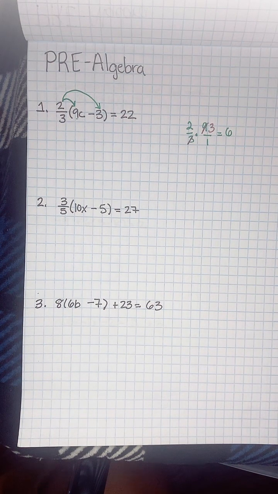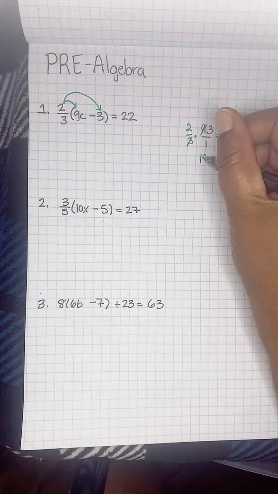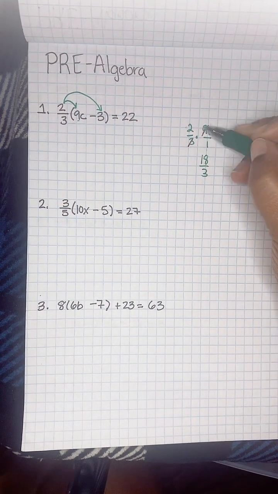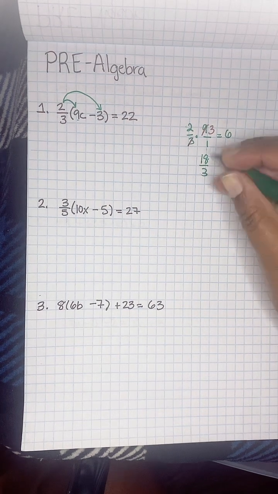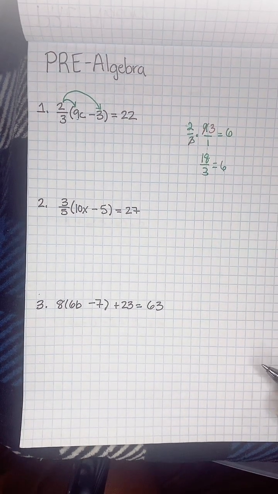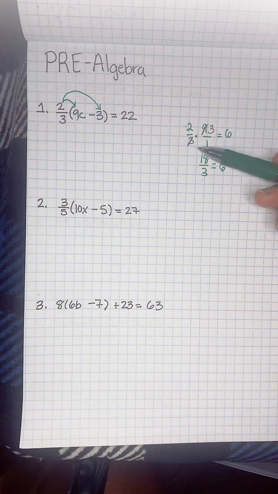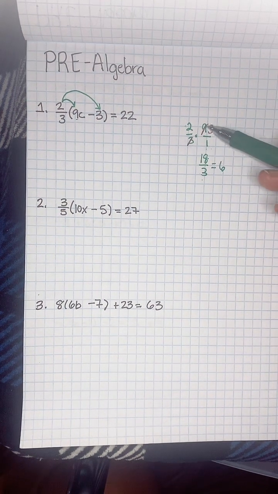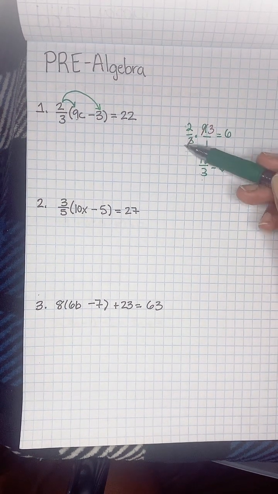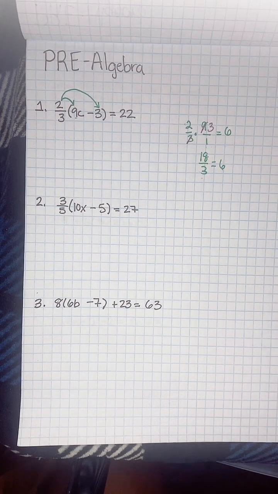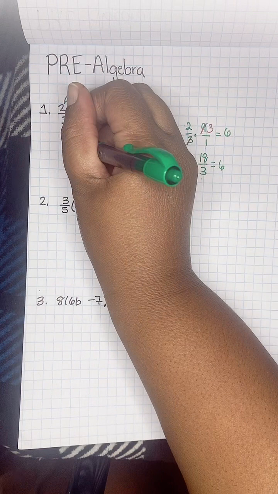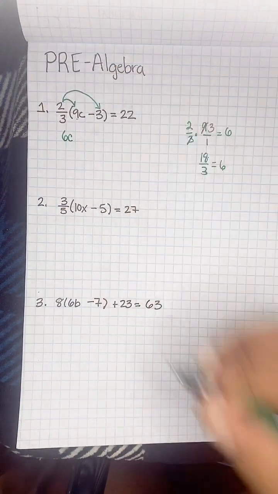Good. Or your girl said we can get 18/3. Yes, you can if you just multiply straight across. But then you're still going to have to do 18 divided by 3, which is going to get you 6. So you save a step here. It saves you time if you just cross simplify and then multiply. But both ways will work.